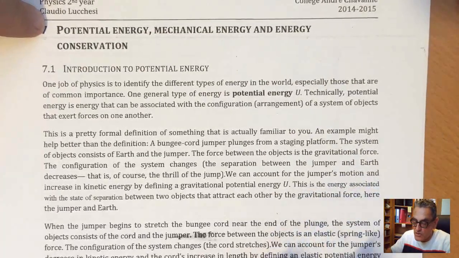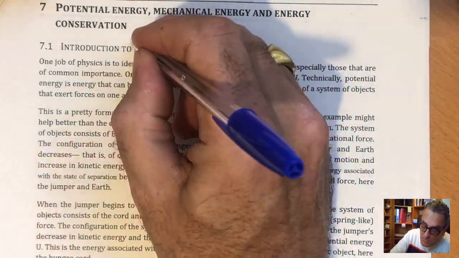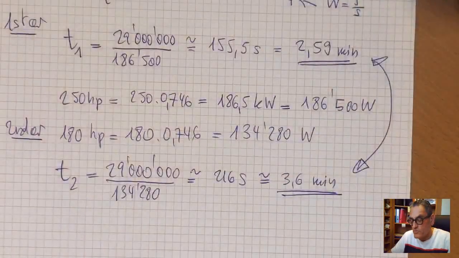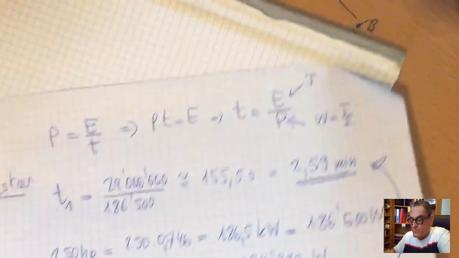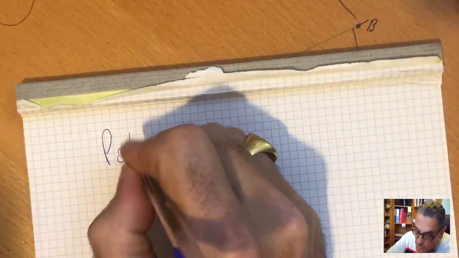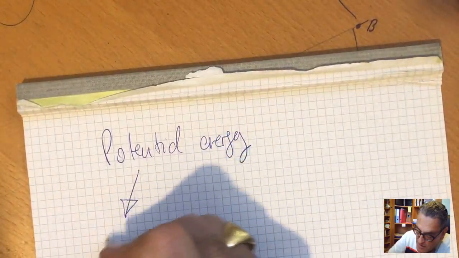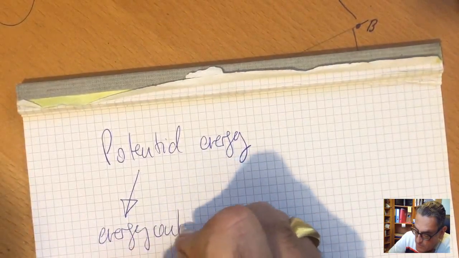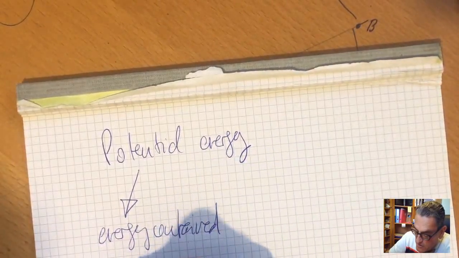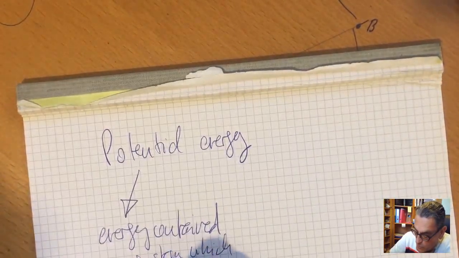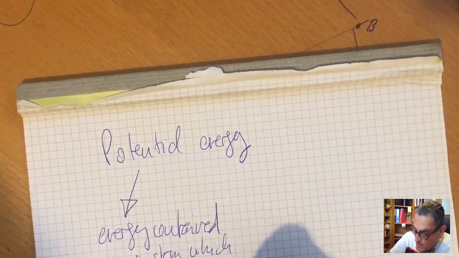Now I want to go into a new section, which is potential energy. You have heard these words before, but you don't know exactly what potential energy is. It is actually what it means. Potential energy means that this energy is contained in a system which can release it in some form.